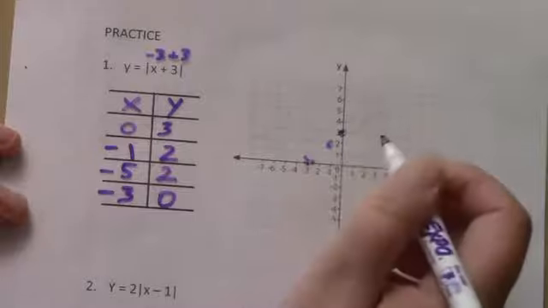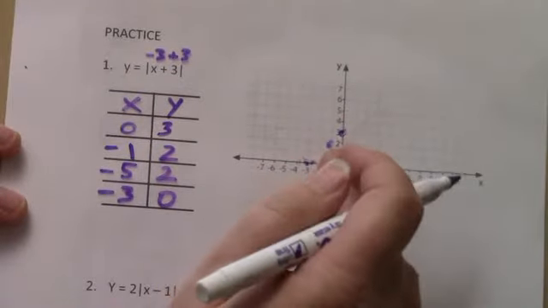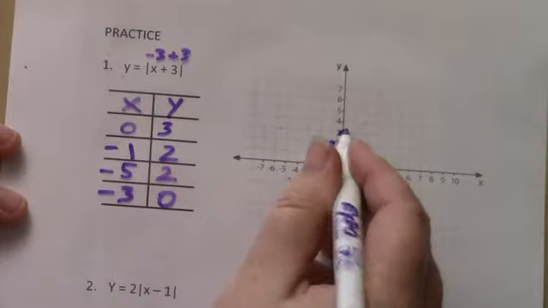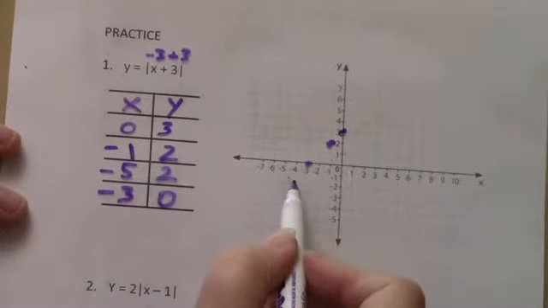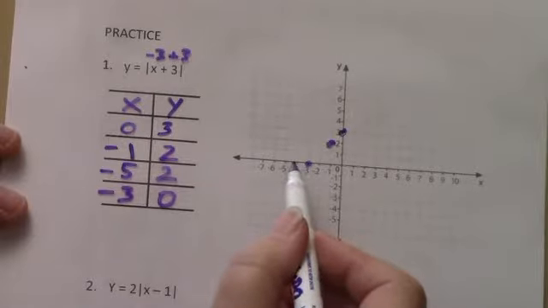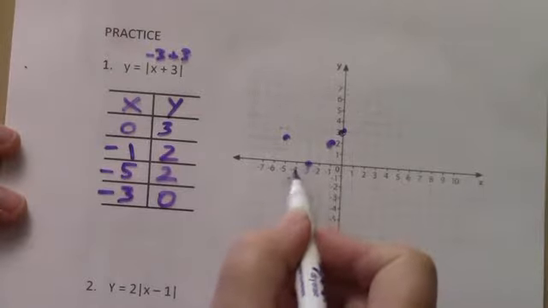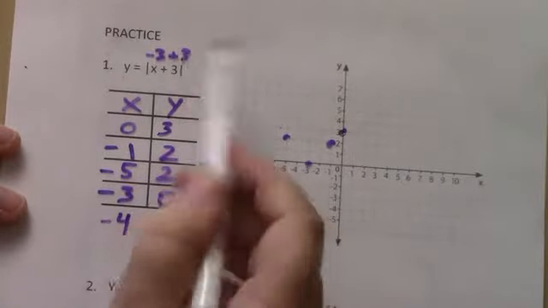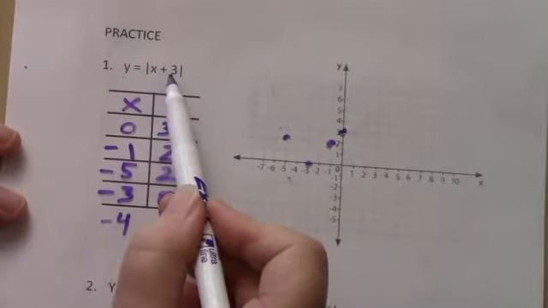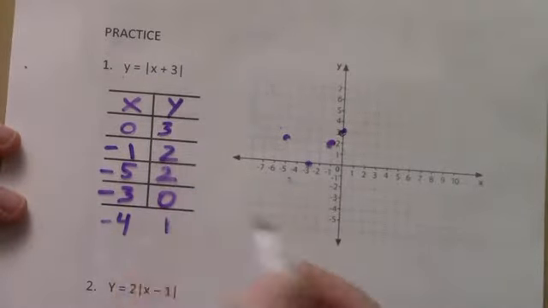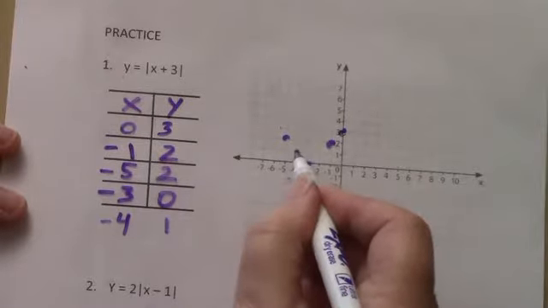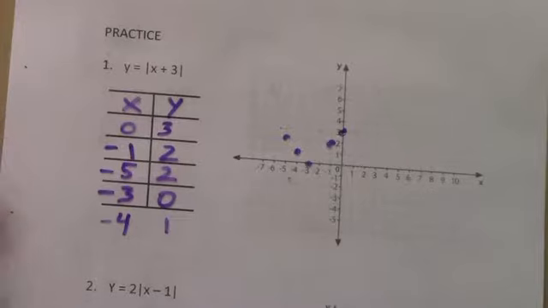So here are our points, and then let's try negative 4, because we tried negative 5. We had negative 5, 2. Let's just see if it goes down one more. Negative 4 plus 3 is negative 1, and the absolute value of that is 1. So we would have negative 4, but a positive 1. If you need to do a few more to really be sure where the bottom of that V is, you can go ahead and substitute in a few more different values for x.